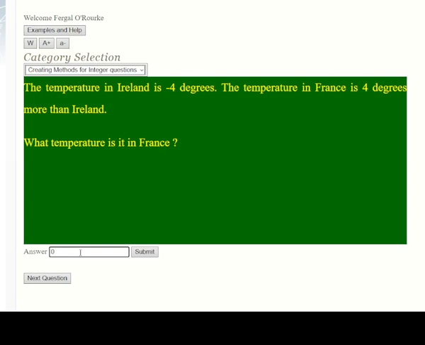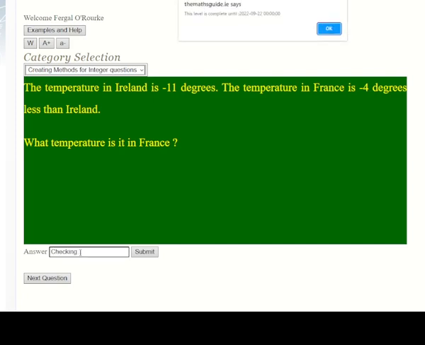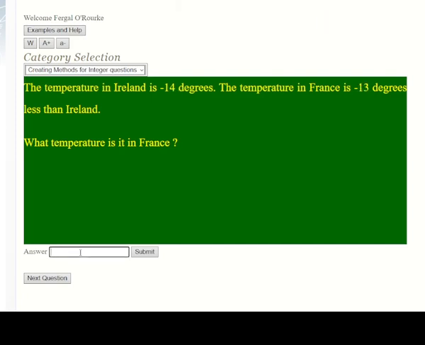And we can check our answer at this point. France is 0 degrees, which is 4 degrees more than Ireland. Okay, that works. France is less than Ireland, so it's -11, take away -4, which is -11 plus 4, which is -7. So what you have to do with these questions is you need to think, what am I doing? If I didn't know what those numbers were, if I had different numbers, what would I do to find out the temperature in France? France is less than Ireland, so I would subtract that. So it's -14, take away -13 is -1.